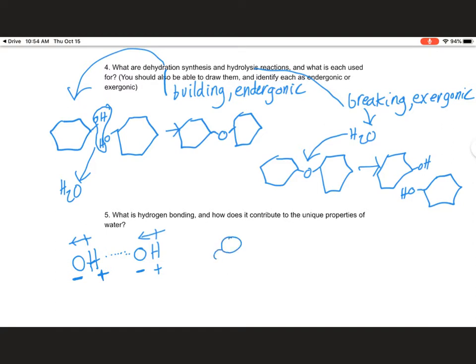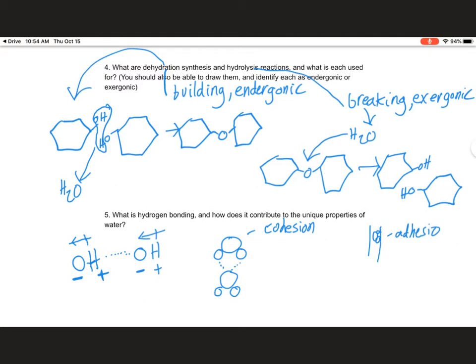Of course, this happens in water because we have oxygens that are very electronegative and hydrogens that are not. So we'll have the oxygen of one water molecule attracted to the hydrogen of another water molecule. We also call this the cohesion of water, so the water's sticking to each other. This creates surface tension for insects and whatnot to walk on. Water will also stick to other things, for example, the inside of a thin tube through hydrogen bonding, and we call that adhesion.